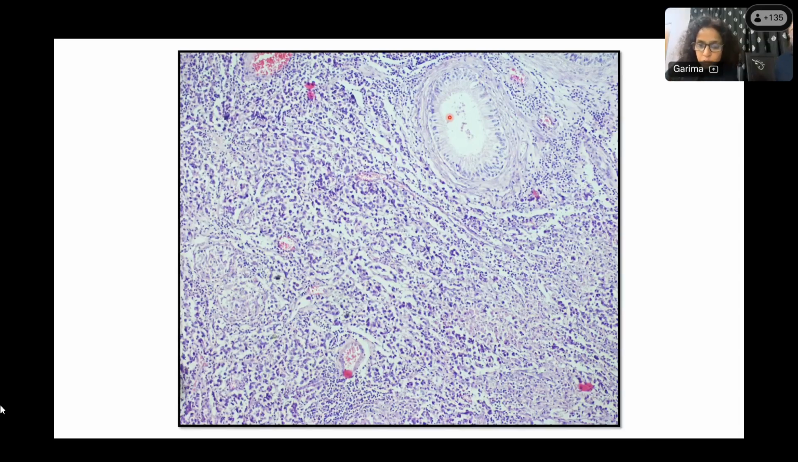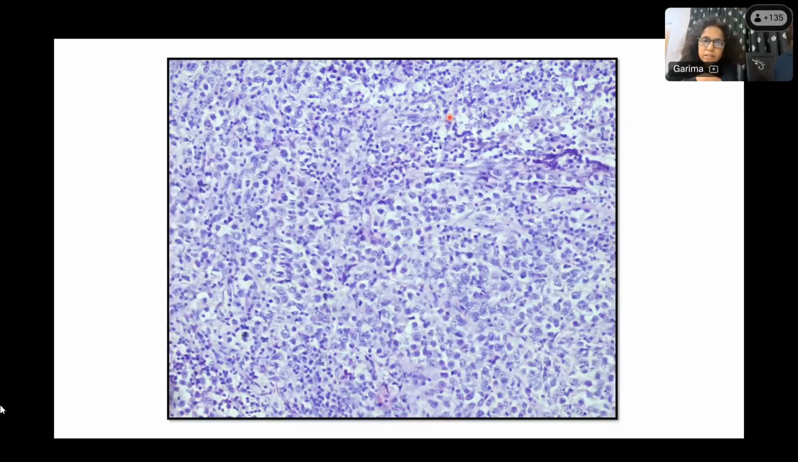Then what about the tumor? Let's go to a higher power. Ma'am, the tumor cells are pretty much uniform looking with clear cytoplasm. Okay. So what is this clearing of the cytoplasm, do you think, because of? Glycogen content. In Paget's disease, it was because of mucin. Here it is because of glycogen. Okay.